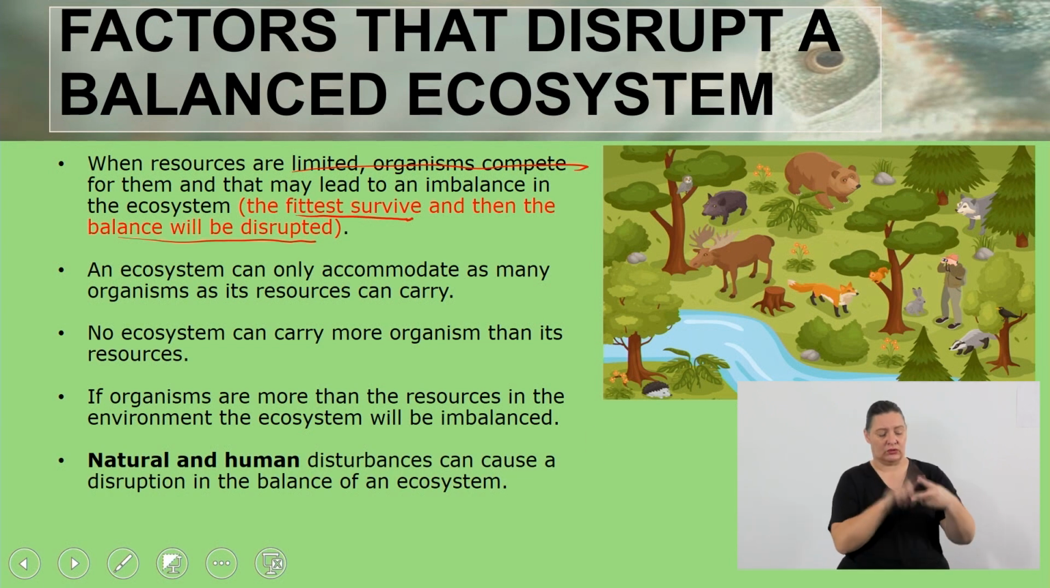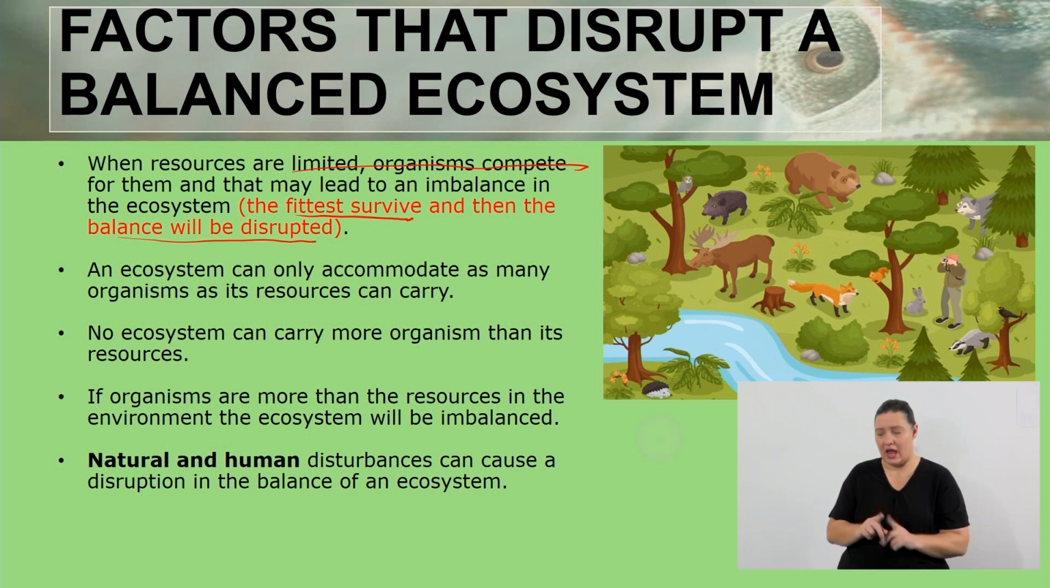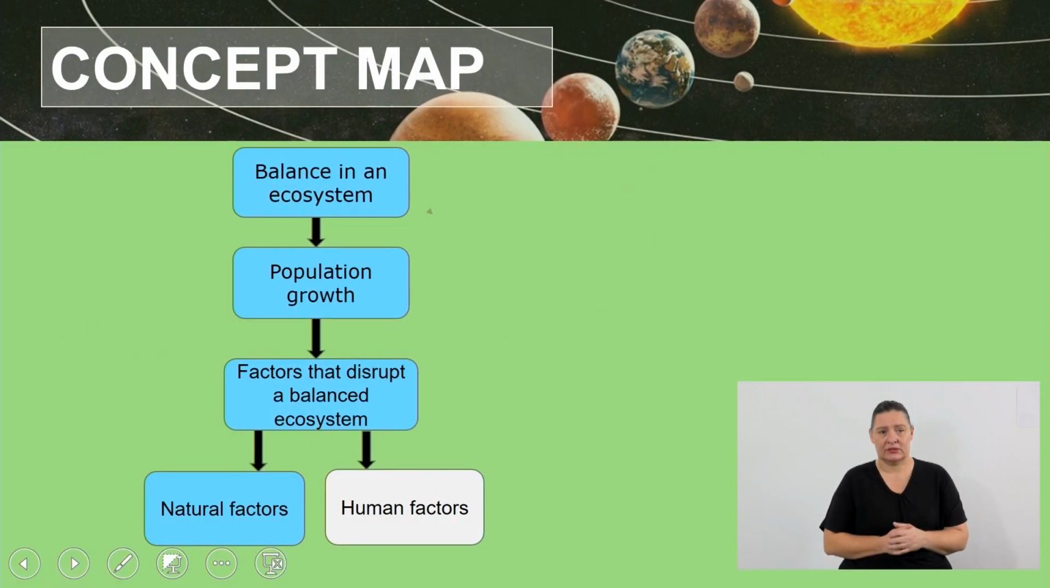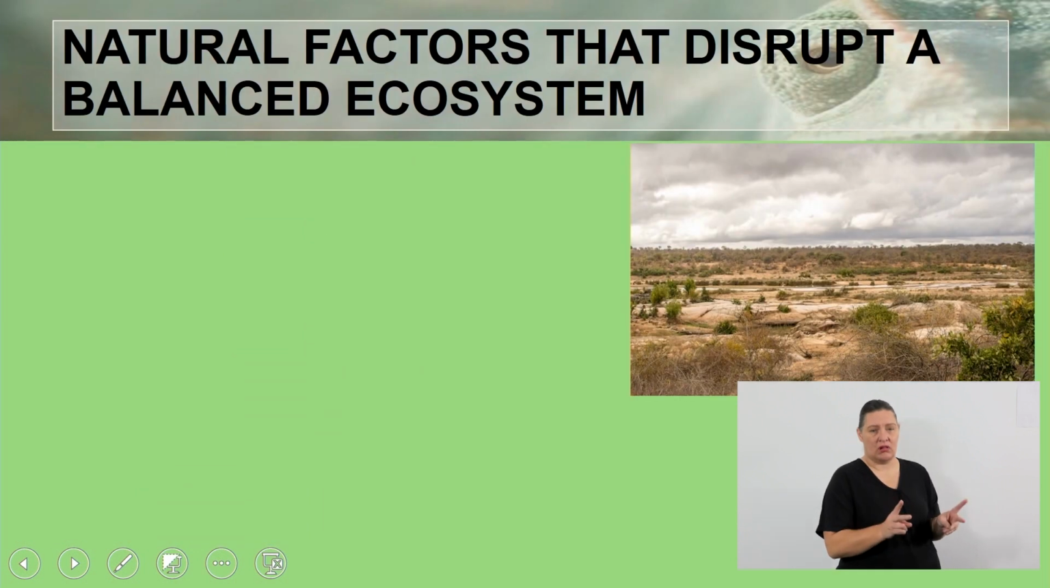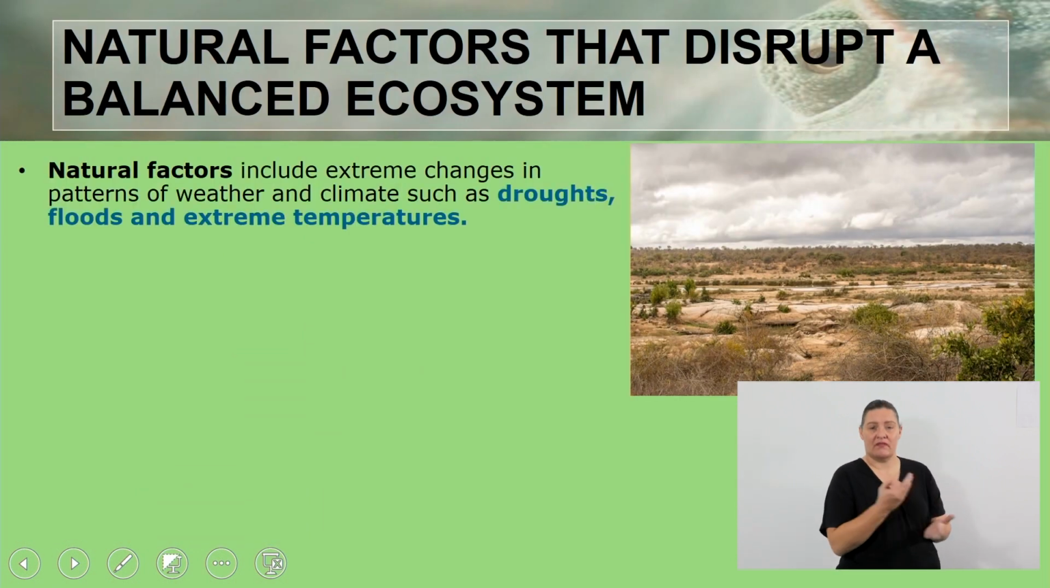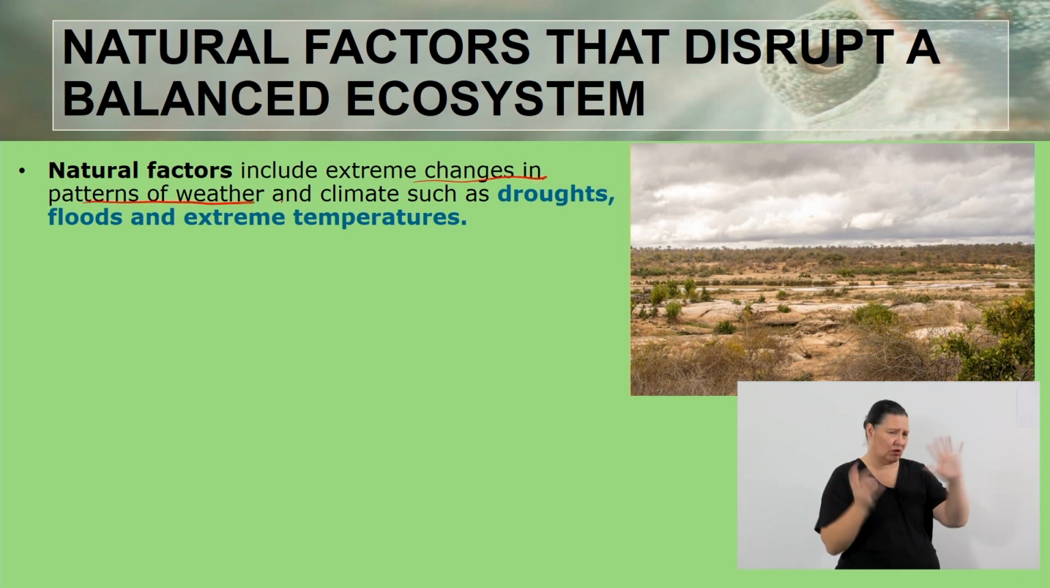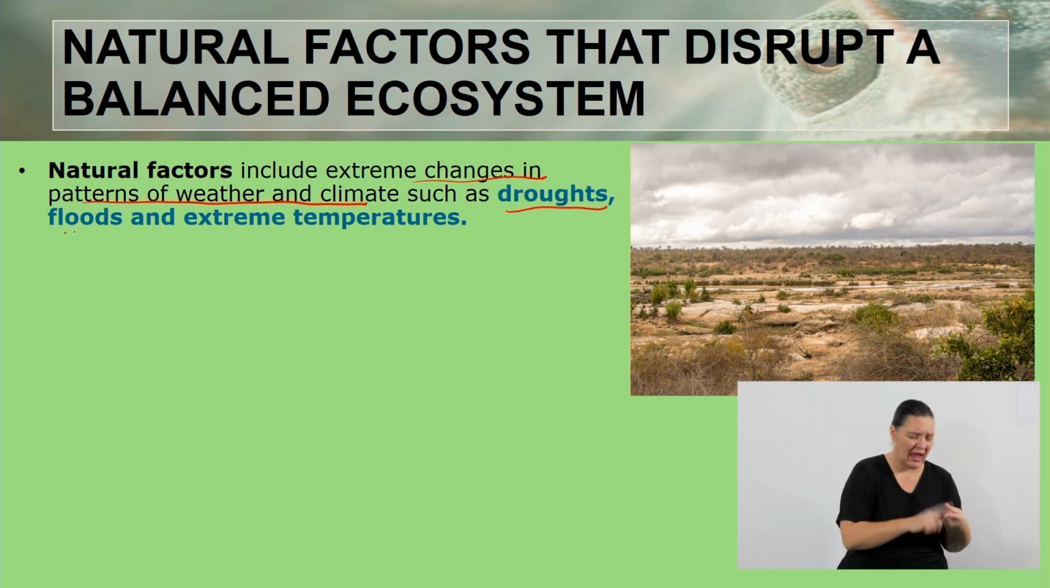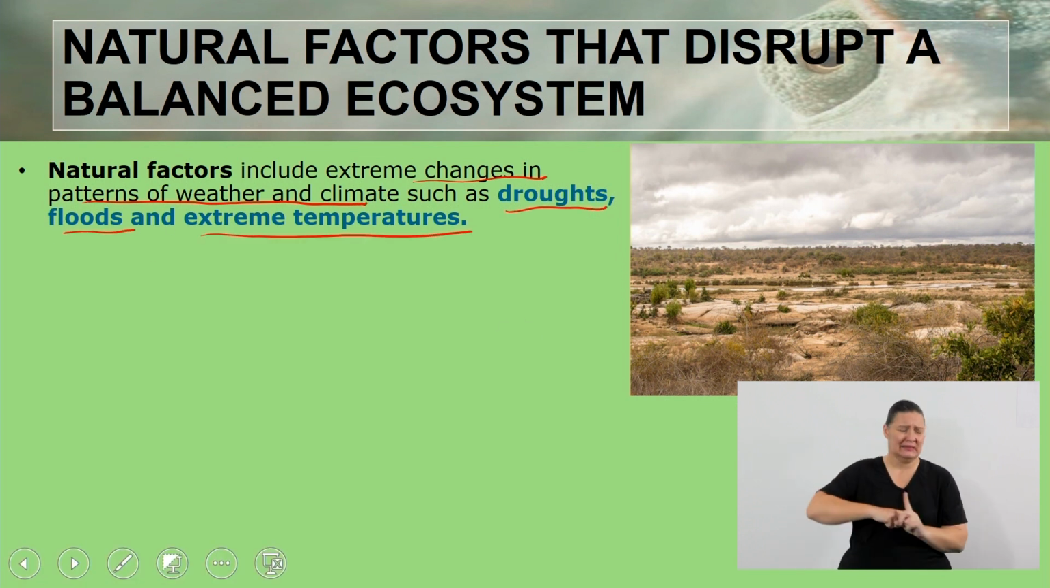So we have two types of factors that cause a disruption in the balance of the ecosystem, and these are natural and human factors. So we are going to go to natural factors. Natural factors include extreme changes in weather patterns and climate. So these are droughts, floods, and extreme temperatures.